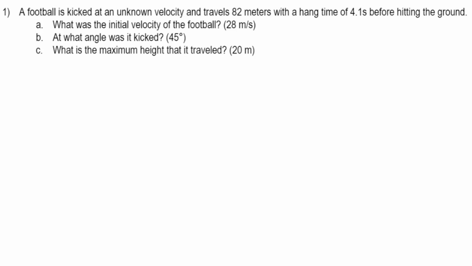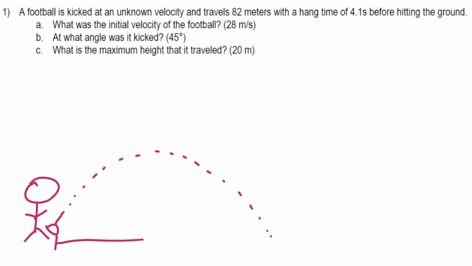So in problem number 1, we have a player kicking a football. It's going to go in the air, and there's a few parameters we know. For example, we know the distance here, 82 meters. We know the time in the air is 4.1 seconds. And what we're looking for ultimately is how fast the player is kicking the ball.